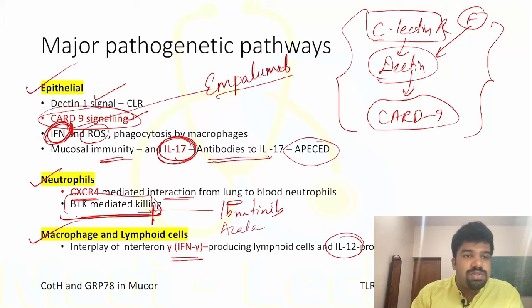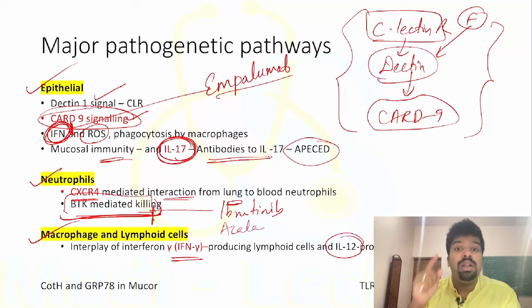So when you use these drugs, you're going to cause stoppage in the BTK pathway. The neutrophil can no longer kill it. There is no oxidative burst. Hence, the fungus will persist. So the Aspergillus will persist, causing aspergillosis. So invasive cerebral aspergillosis is a hallmark feature of BTK inhibition. BTK inhibition will cause not just any aspergillosis, but cerebral aspergillosis.